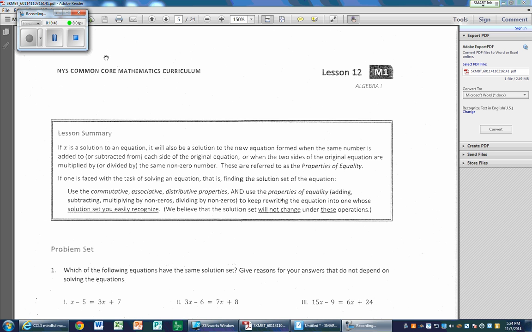Okay, if you're there now. If x is the solution to the equation, it will also be a solution to a new equation formed when the same number is added or subtracted from each side of the original equation. Okay, these are referred to as the properties of equality. If one is faced with the task of solving an equation, that is finding the solution set to the equation, you can use the commutative property, the associative property, the distributive property, and use the properties of equalities by adding or subtracting the same numbers, and multiplying and dividing by non-zero numbers. In other words, you can't multiply something by 0 and expect you're going to get the same answer, or divide by 0. We know we can't divide by 0, it's undefined. And you can keep rewriting the equation into a solution set that you can easily recognize. It's a mindful manipulation. Get it into something we can recognize so we know we can solve it from there. And the solution set will not change.